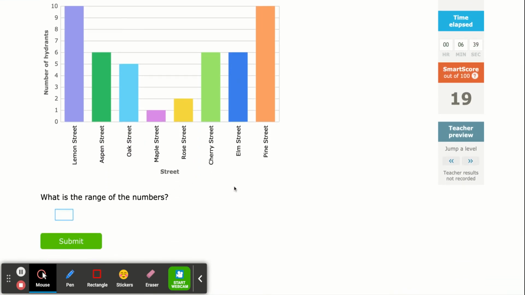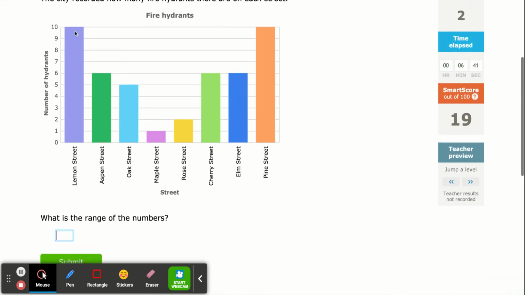Here, it asks for the range again. So I'm going to find the largest. Largest is 10. There happen to be 2 that are 10, and that's fine. I'm looking over here at the only place where they give you numbers. Largest is 10. Smallest is 1. 10 minus 1 is 9.